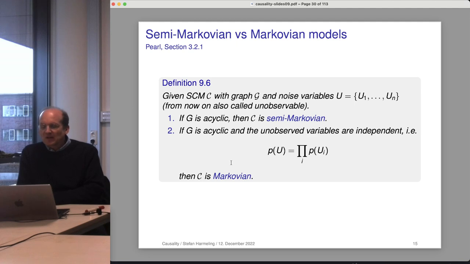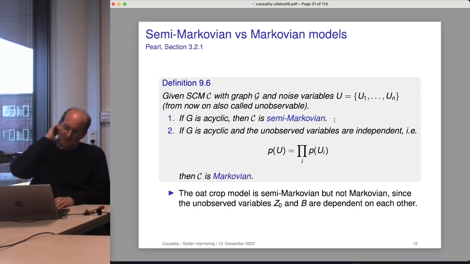Suppose we are in a structural causal model with some graph, but I haven't said anything about whether the noise variables are independent or not. Depending on whether they are independent of each other, so whether the noise distribution is perfectly factorizing or not, I would call my model Markovian or semi-Markovian. Those are just vocabulary that Pearl is using. If it's Markovian, then all my unobserved variables are independent. If they are not independent, like in the oat crops example that I just showed you, they are called semi-Markovian. Those are just words to distinguish.